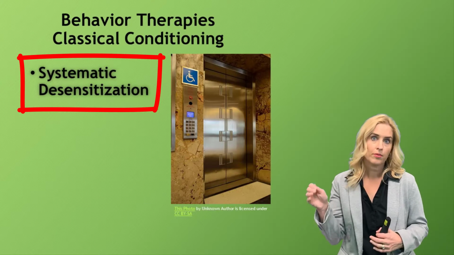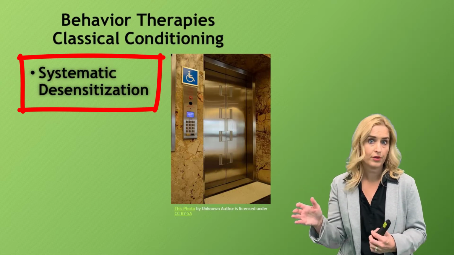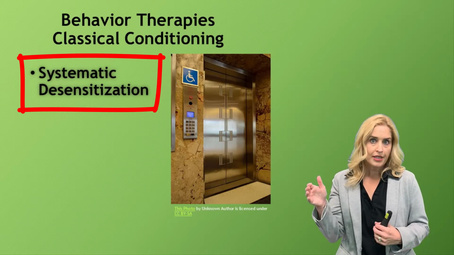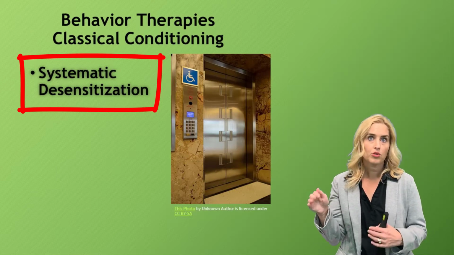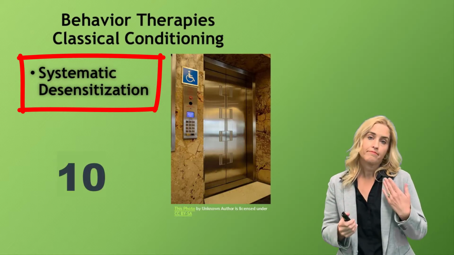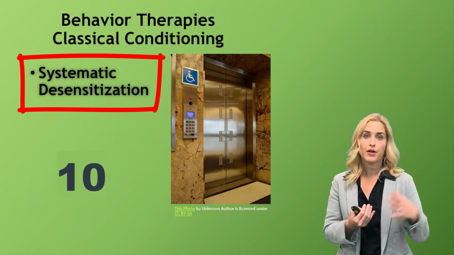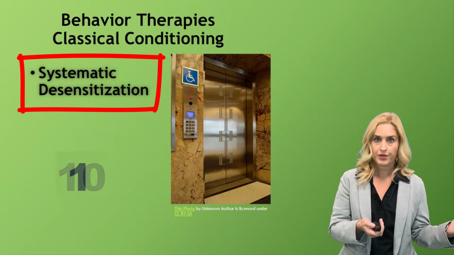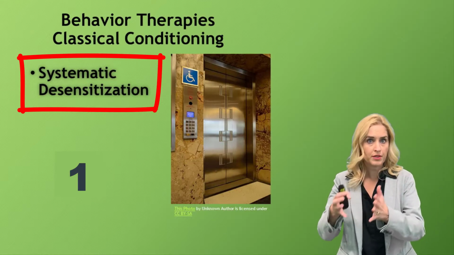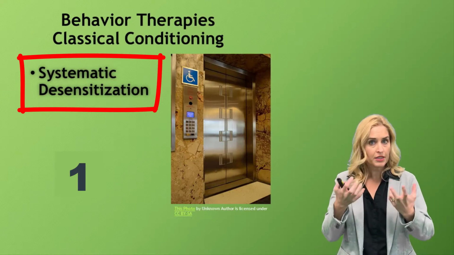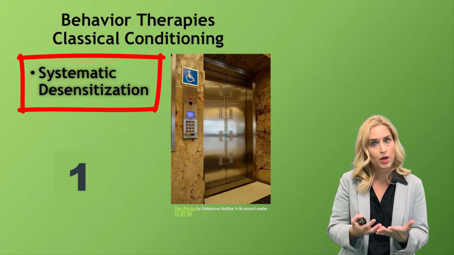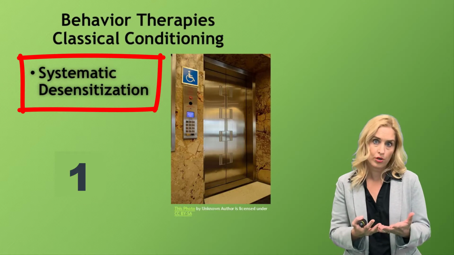So 10, maybe they have a phobia of elevators. A lot of people have fear of elevators. So getting on an elevator and having to go up 22 flights of stairs is a 10 for this individual. Just seeing a picture of an elevator might be a 1 for this individual. So this is where we would systematically work with this individual to help them kind of deal with their anxiety when they feel this. So we might start at a 1 with showing them the picture of an elevator.